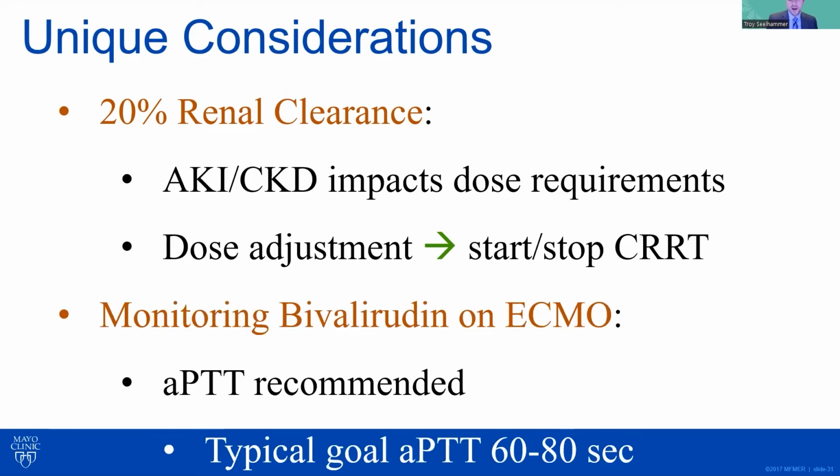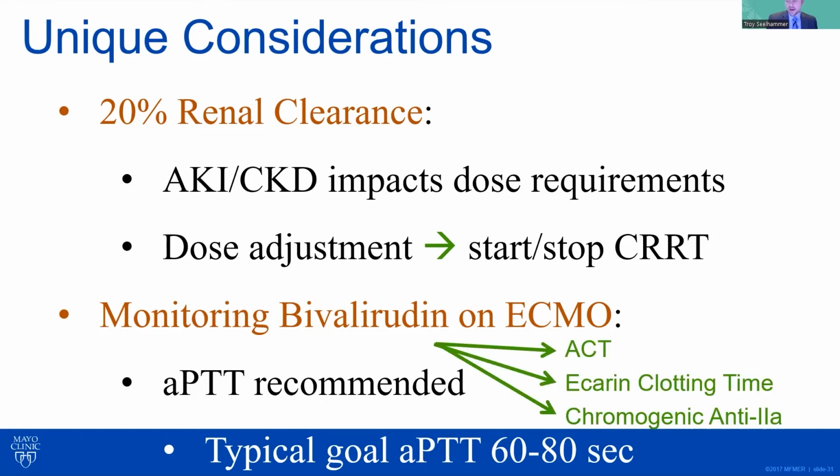As far as monitoring bivalirudin anticoagulant intensity, APTT is by far the most commonly employed assay. Typically, the goal range reflects that of heparin-based anticoagulation for full intensity, 60 to 80 seconds. And for reduced intensity, perhaps veno-venous ECMO, more 40 to 60 seconds for your APTT.